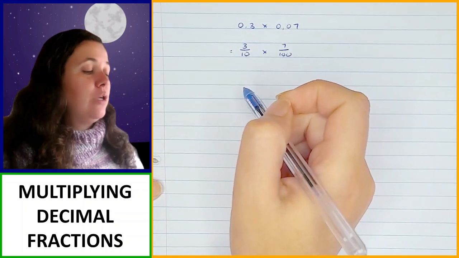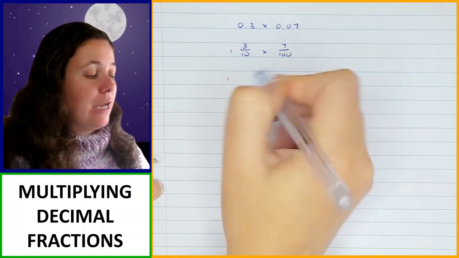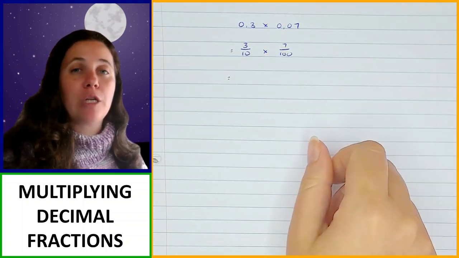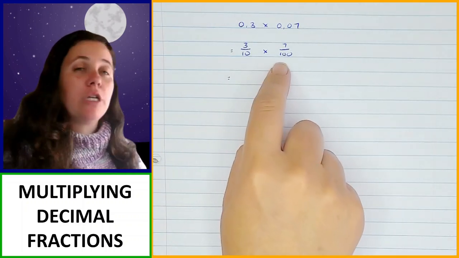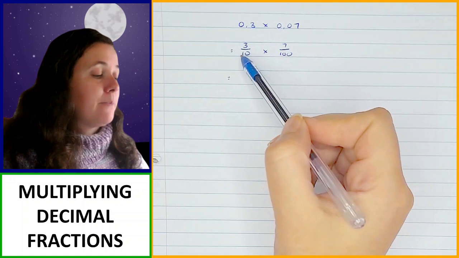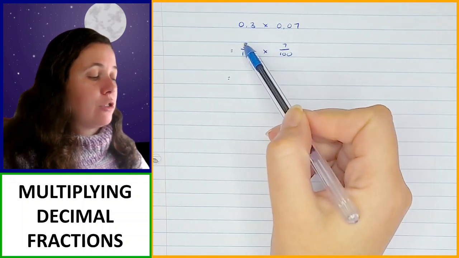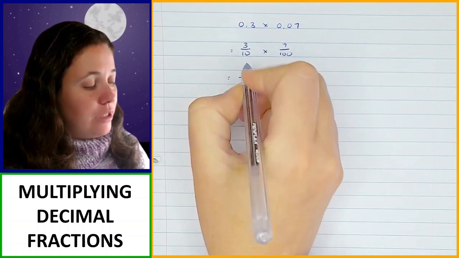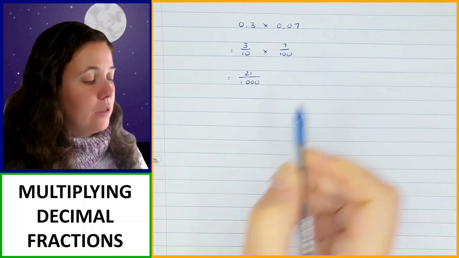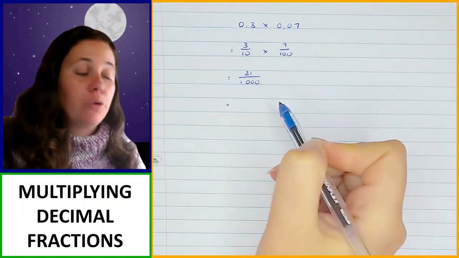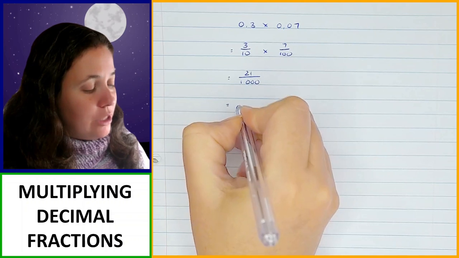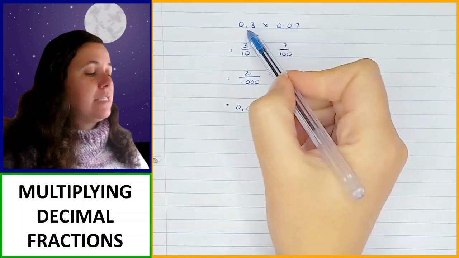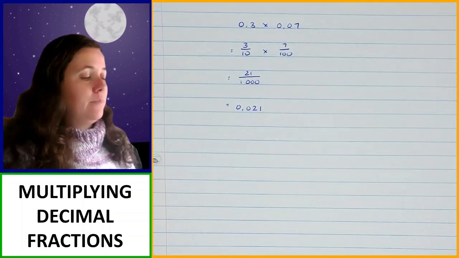Now, the next thing we need to do is multiply these together. I can't do any cancelling over here, and I actually wouldn't want to, because I want to be able to convert it back to decimals at the end. So I'm not going to cancel anything out. I'm just going to multiply the top with the top and the bottom with the bottom. So 3 times 7 is 21, over 10 times 100 is 1,000. Okay, and then when we convert this back to a decimal fraction again, we end up with 0.021.